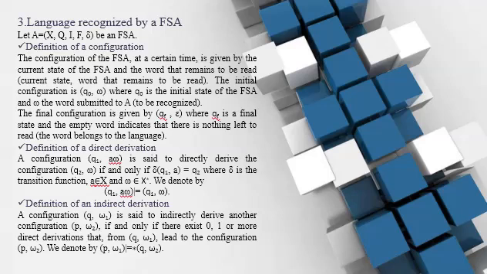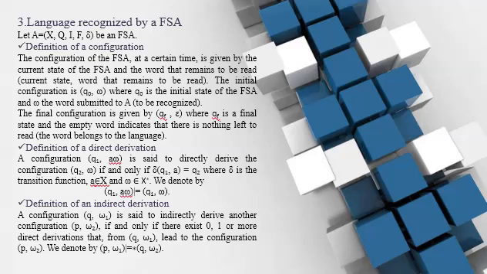Let's pass to the definition of a direct derivation. A configuration (Q1, AW) is said to directly derive the configuration (Q2, W) if and only if delta(Q1, A) equals Q2, where delta is the transition function, A belongs to X and W belongs to X star. We denote it by (Q1, AW) ⊢ (Q2, W).